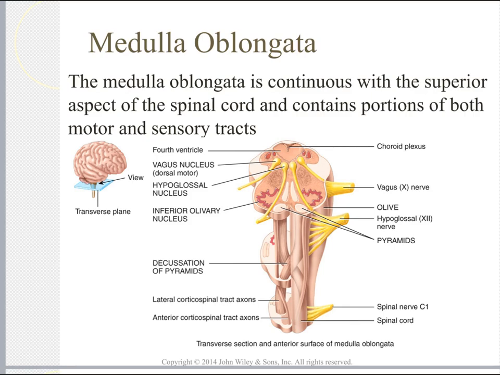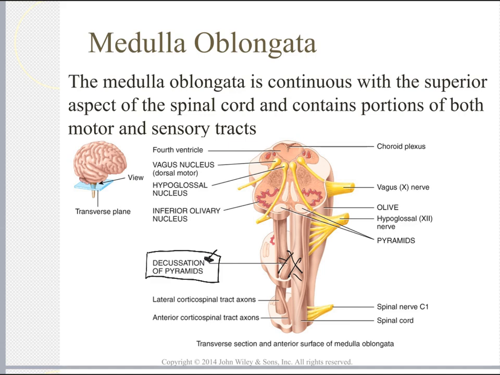It is continuous with the superior aspect of the spinal cord and contains portions of both motor and sensory tracts. Now, we can take a look at this picture, and we see a couple of terminology that we're going to introduce and discuss. First is going to be where these tracts cross. Anytime tracts cross, these happen to be the pyramidal tracts, the word we're going to use is decussation. So right here, crossing is going to be decussate or decussation.